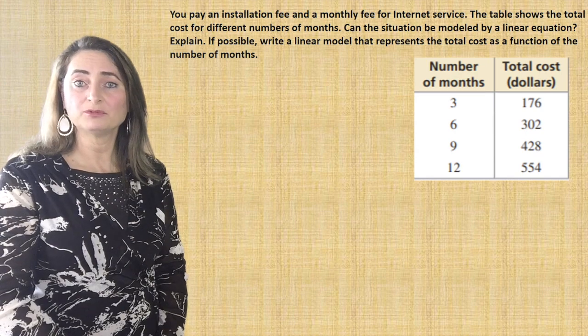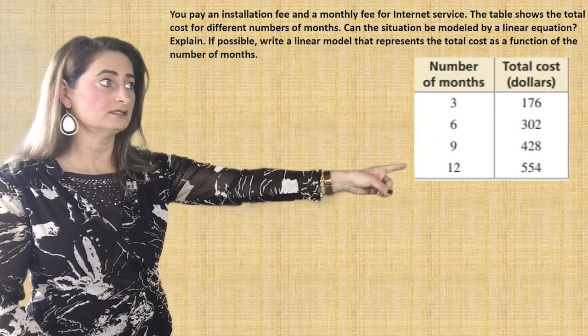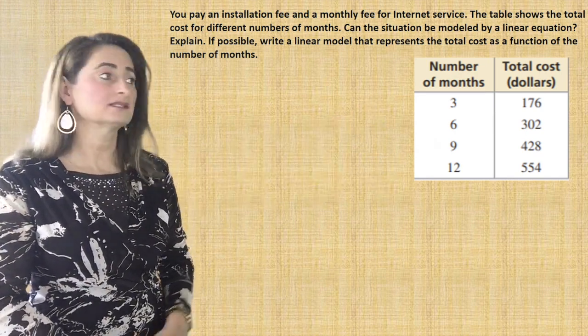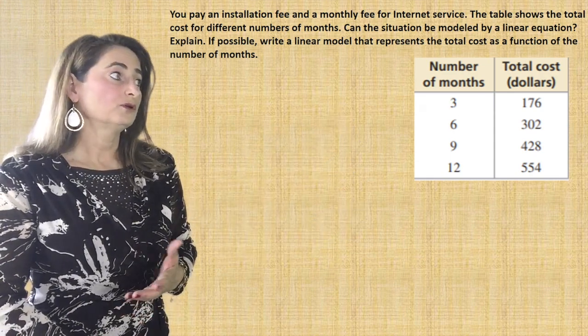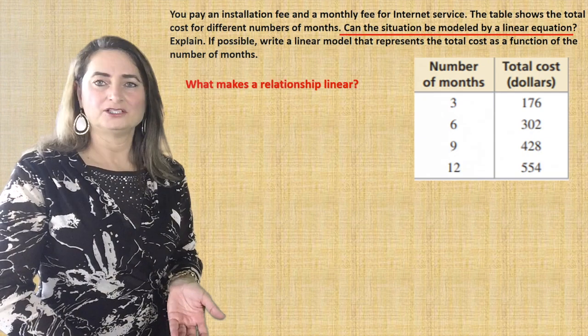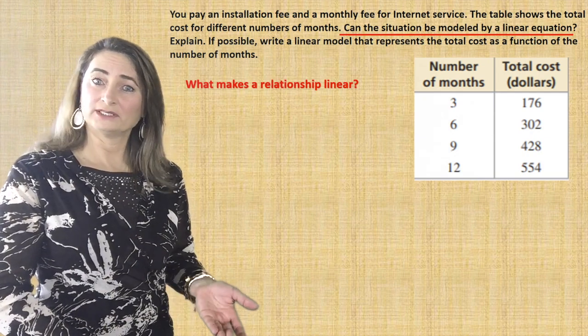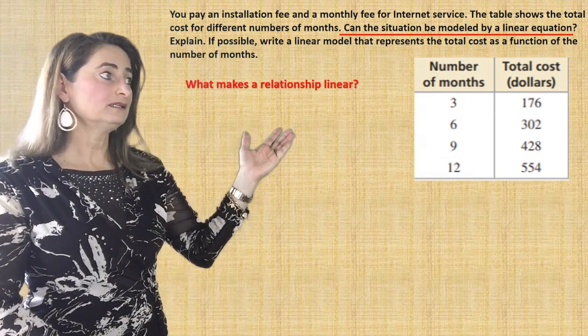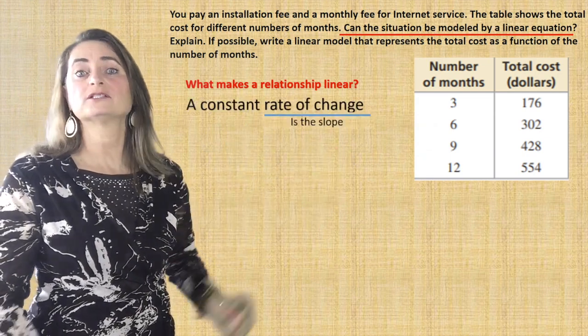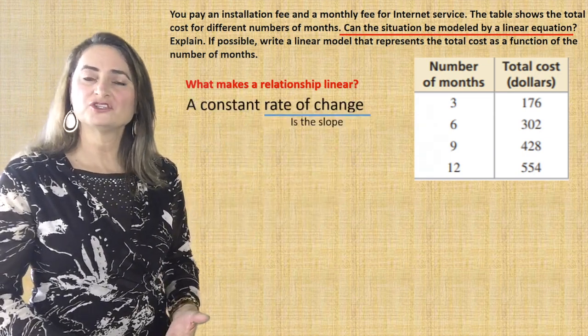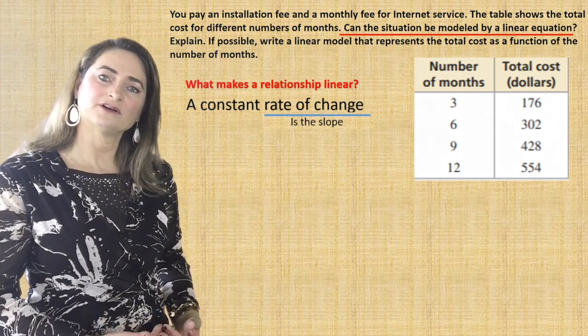So they gave you a table where y is the total cost in dollars and x is the number of months. The question is, what makes a relationship linear? So look at the table. What makes a relationship linear is a constant rate of change. And a rate of change is the slope. So let's watch the change in the y and the change in the x and divide them, because that's how you find the slope.